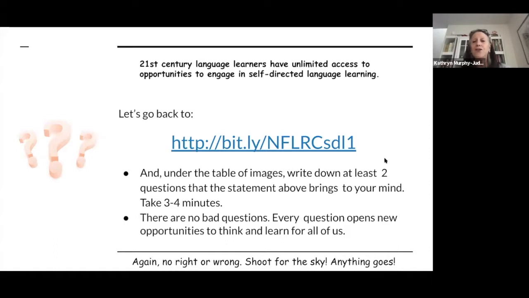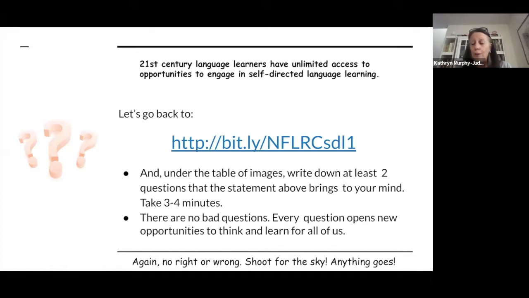What I'm going to ask you to do is to go back to that same page that we were just on, scroll all the way underneath all of the pictures, and write down at least two questions, or as many questions as you can, that this statement, the prompt, that 21st century language learners have unlimited access to opportunities to engage in self-directed language learning, brings to your mind.